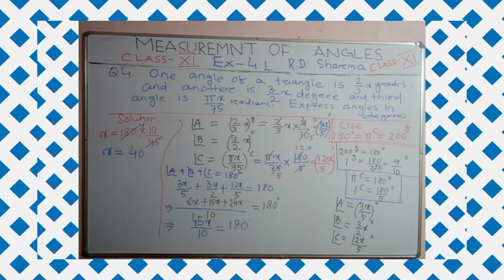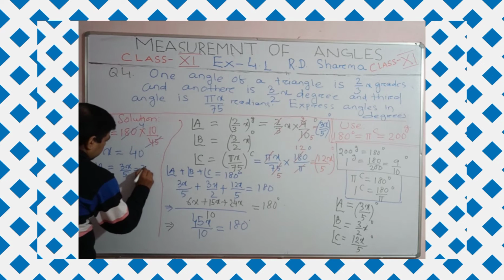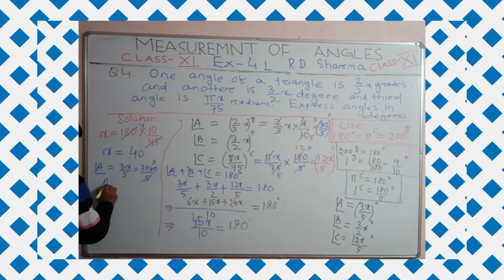So now we can easily find out the three angles. Angle A. What is angle A? 3x upon 5, which is 3 into 40 upon 5. 5 eights are 40, 8 threes are 24. Hence angle A is equal to 24 degree.